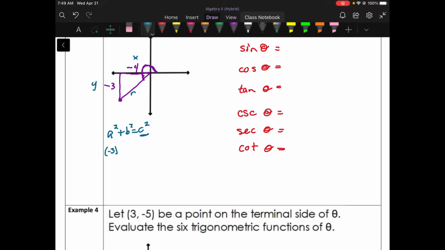So we have -3 squared plus -4 squared equals c squared. So 9 plus 16 equals c squared, 25. So c is 5. So there's my radius. So you can do this one of two ways.